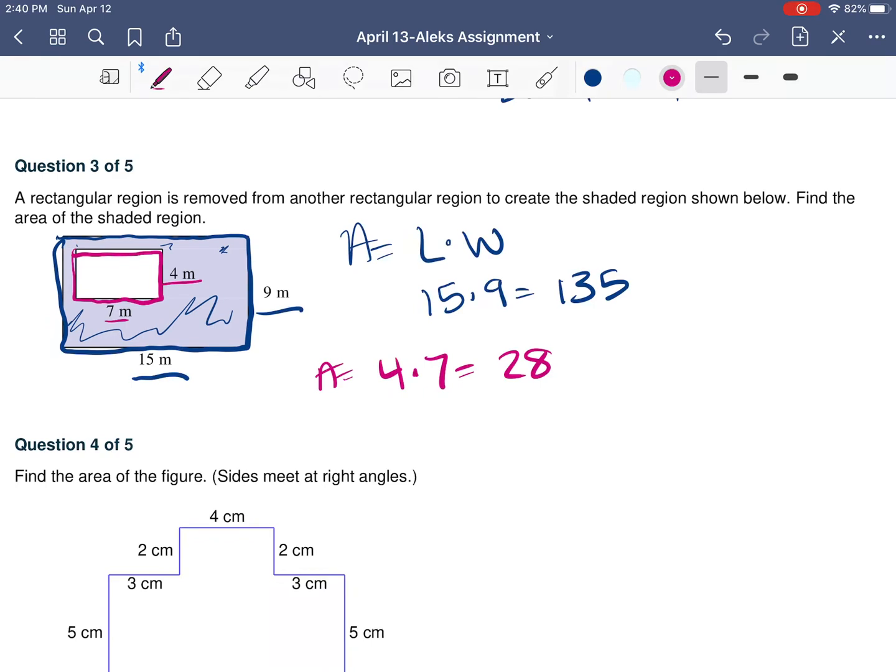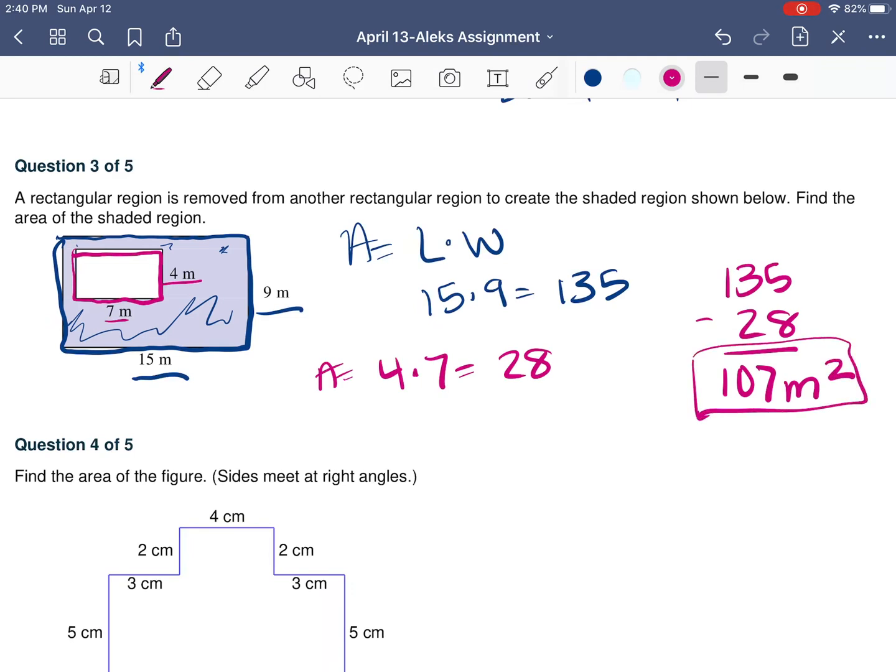Now I want to take this smaller box away from the bigger box. So I'm going to take the 135 and subtract 28, which is 107. And it's meters there, so it would be meters squared. So that is how I would do something like number 3.